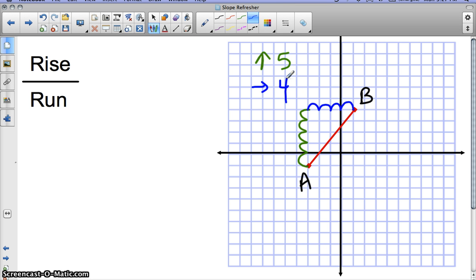4 to the right. So here's some important directions when we're talking about rise over run. If you are going up, it is positive. If you are going down, it's negative.